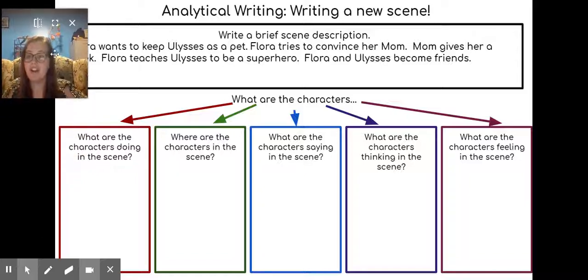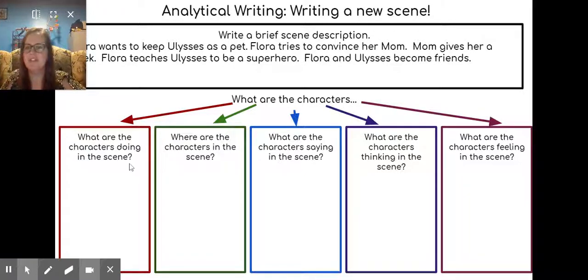So now that we have our description done, next we need to look at what the characters are doing in the scene. And I did some of this in my description because I said, well, Flora has to convince her mom to keep the squirrel. So that's something that Flora has to do. She has to go and have a talk with her mom to convince her mom to let her keep this squirrel. And Flora is going to teach Ulysses to be a superhero. That's an activity too. And so by writing my brief description, I've also started with my first, what are the characters doing in the scene box.